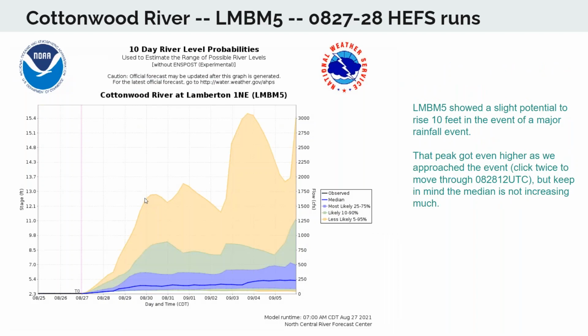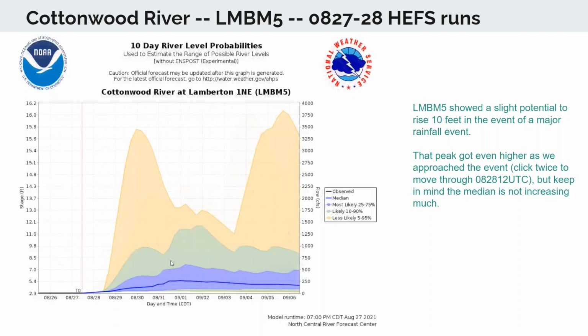As we look at what the resultant probabilities on the river were, again, we're starting off extremely dry. We're down at about 100 CFS coming in. The median would bring us up over the next couple of days to a possibility of around 500, and then you can see the other probabilities here as we move forward.